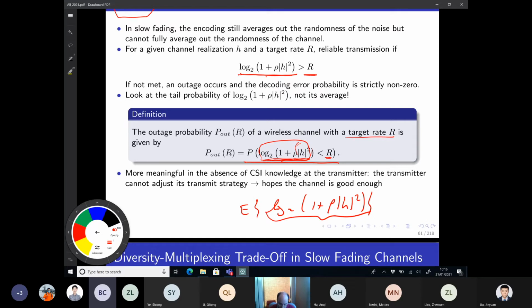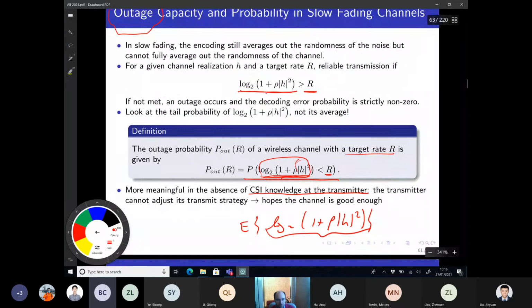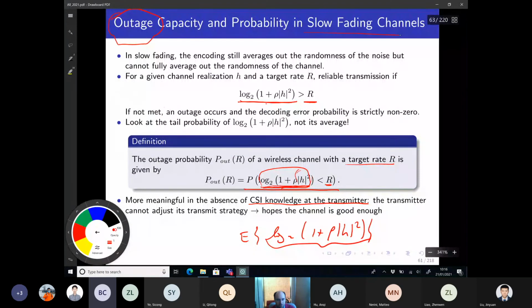Right? So in other words, because you don't know H at the transmitter, you cannot adapt instantaneously to this channel. So what you hope is that the channel will be good enough, right? And unfortunately, if the channel is not good enough, well, you will lose your packets. Okay. You don't know the channel at the transmitter.